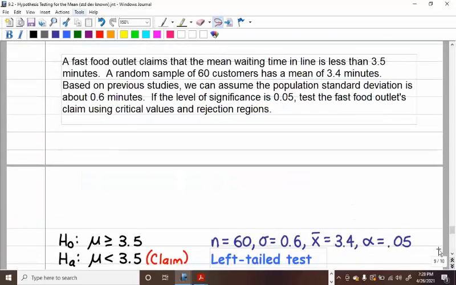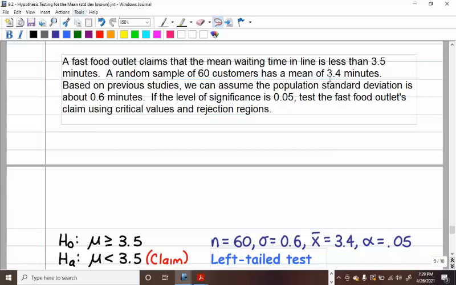Fast food outlet claims the mean waiting time in line is less than 3.5 minutes. I don't know if that factors in how many people are in front of you, or if you just walk up and only one person's in front of you. There's probably a lot of questions to be asked here, but it probably means when you get up to the counter to get your stuff.